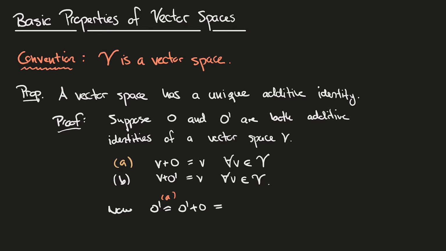We can now switch the order of the addition by the commutative property that is satisfied by our vector space, and then apply equation B to get that 0 plus 0 prime is equal to 0. This is because 0 is also an element of our vector space V, so adding 0 prime to 0 gives back the element 0. We conclude from the above equation that 0 prime is equal to 0, which is what we wanted to show.